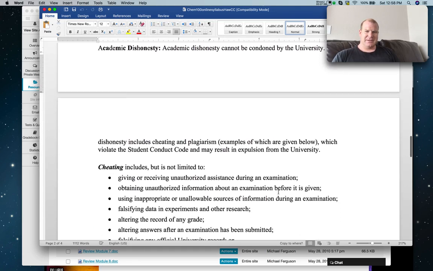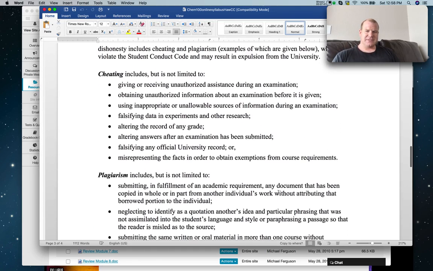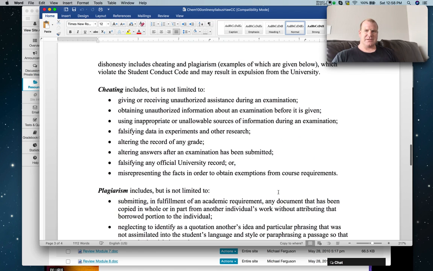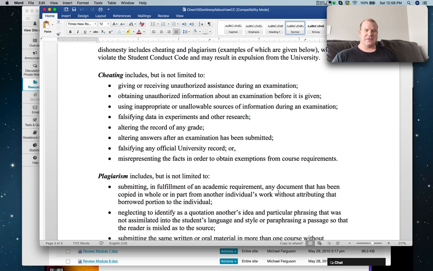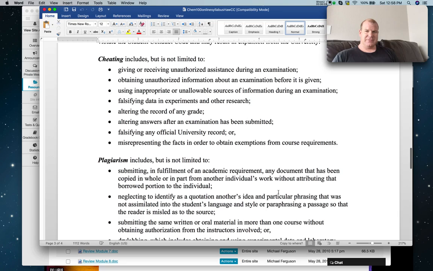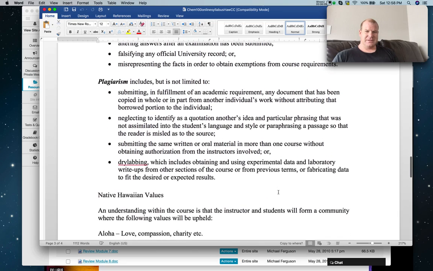Academic dishonesty, I'm just including it here. Cheating and plagiarism. My definition is cheating is getting an advantage that someone else doesn't have, and plagiarism is claiming someone else's work as your own. There's other things here. The full descriptions are in the Student Code of Conduct. So please do not involve yourself with any academic dishonesty during this course.